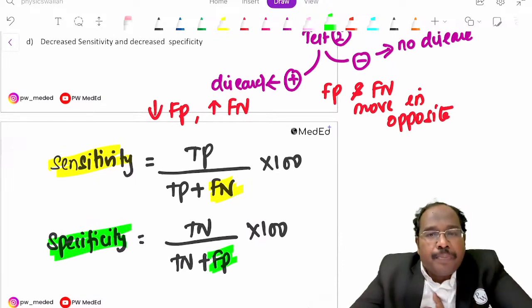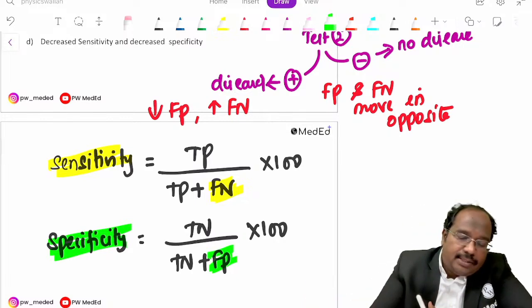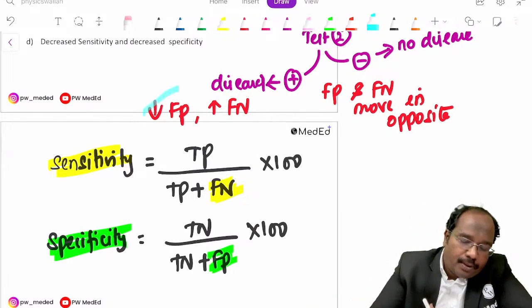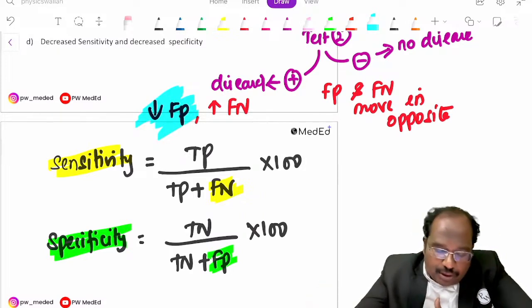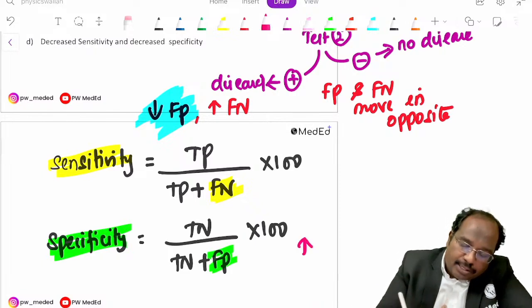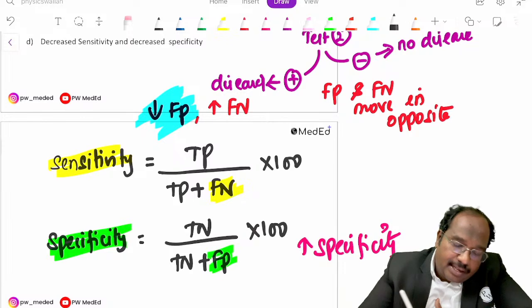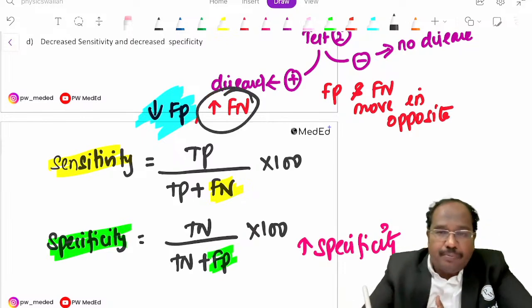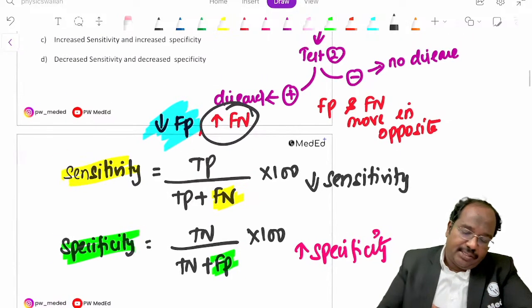Now what will happen? The true positives, by what we saw here, this is what we saw here. So there is a reduction in false positives. If there is a reduction in false positives, there will be an increase in specificity. Okay. So there is an increase in false negatives, which means there will be a reduction in sensitivity.